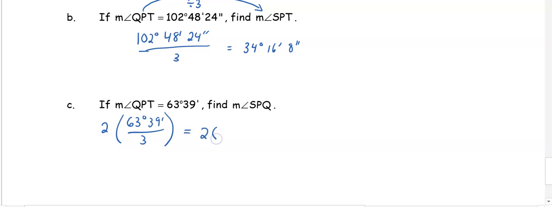So when we divide by 3, 63 divided by 3 is 21 degrees. 39 divided by 3 is 13 minutes. And then we multiply by 2, we get 42 degrees and 26 minutes.